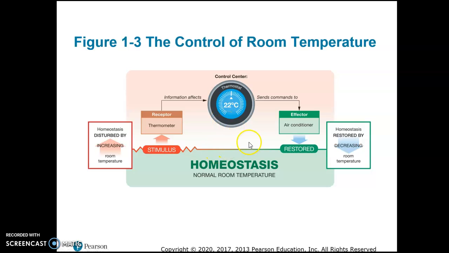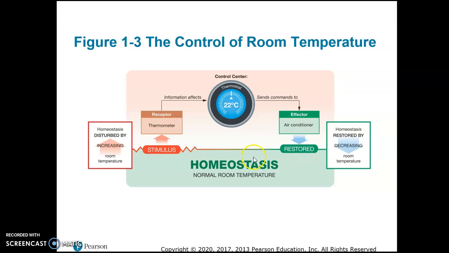So basically what you have in negative feedback is the stimulus is either going to increase or decrease. It's going to either be an increase or a decrease from the set point. So in this case, the thermometer determines that the temperature has risen, so it's become too hot in the house. That information is sent from the thermometer, the receptor, to the thermostat, which is the control center. And the thermostat sends the commands to the effector, in this case the air conditioner, and it is going to oppose or negate the stimulus.